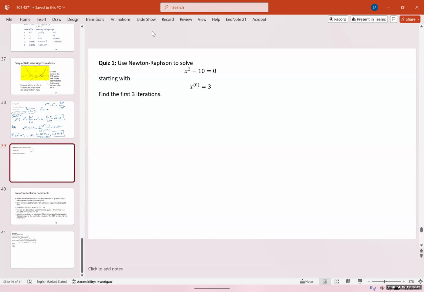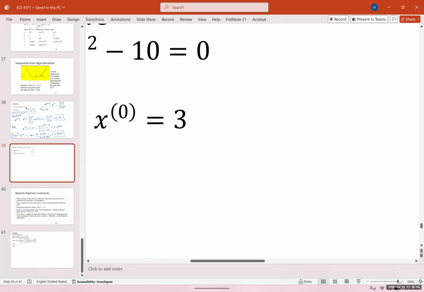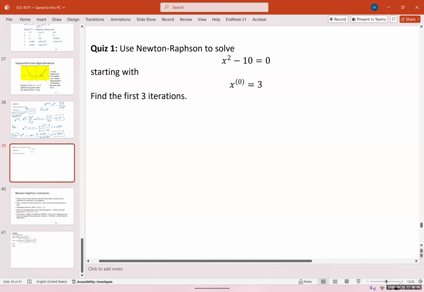I will give you 10 minutes to solve. I can zoom in a little bit. And we want the first three iterations. Again, for Newton-Raphson, we usually get to the answer in 3 or 4 iterations, unless it's a very complicated system.